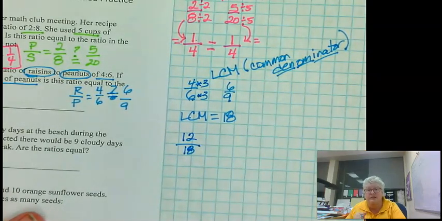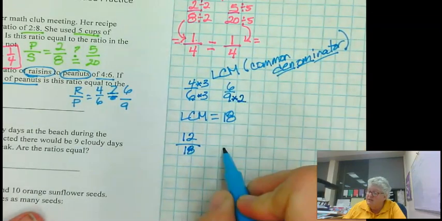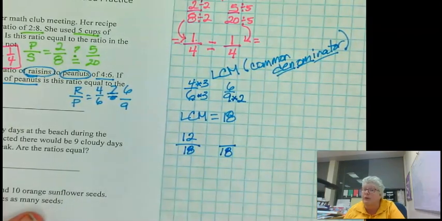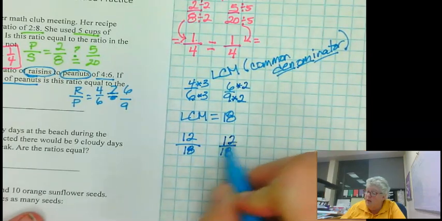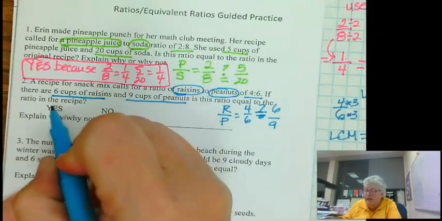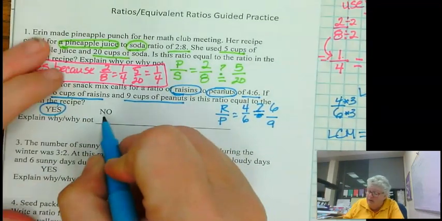Okay, easy so far. And then 9 times 2 is 18. So let's see, do we get the same numerator? 6 times 2, 12. We did. Oh my goodness. So yes. Let's go back over here. Yes. Explain why or why not.